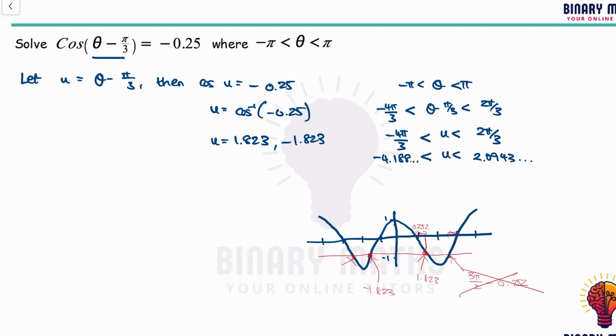Okay, so that means theta minus pi over 3 is equal to 1.823 and negative 1.823, which means theta will be equal to 2.87 to 2 decimal places and negative 0.78, by adding pi over 3 to these numbers.